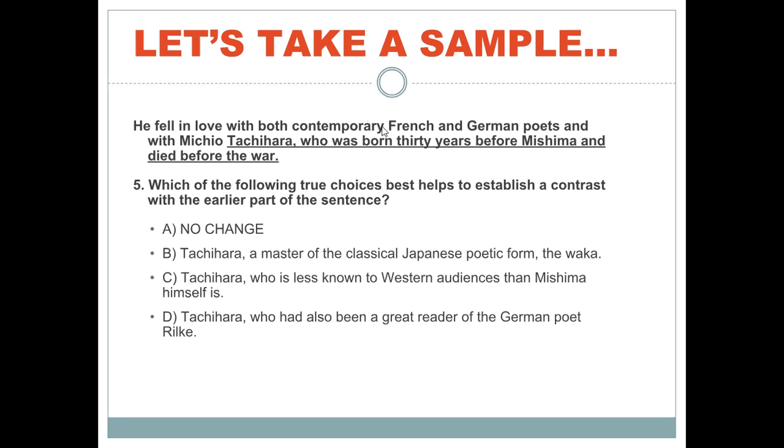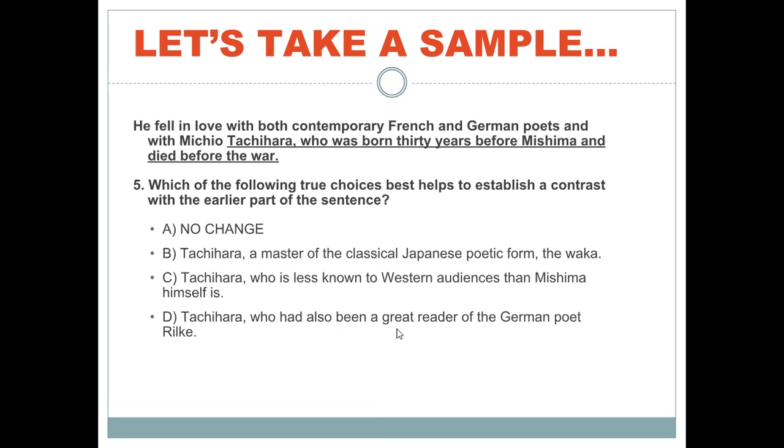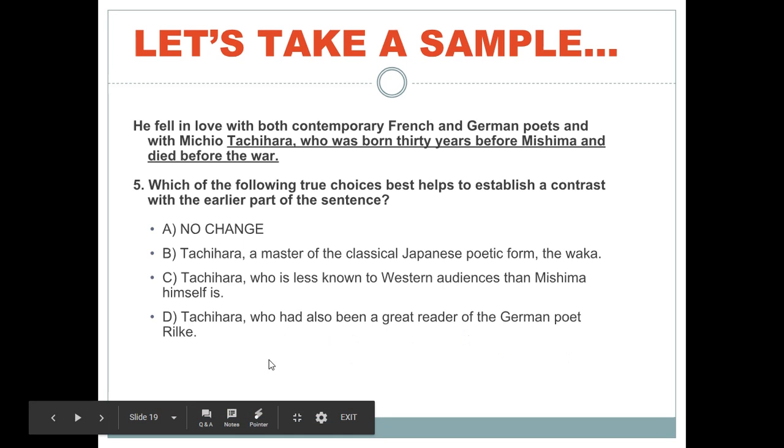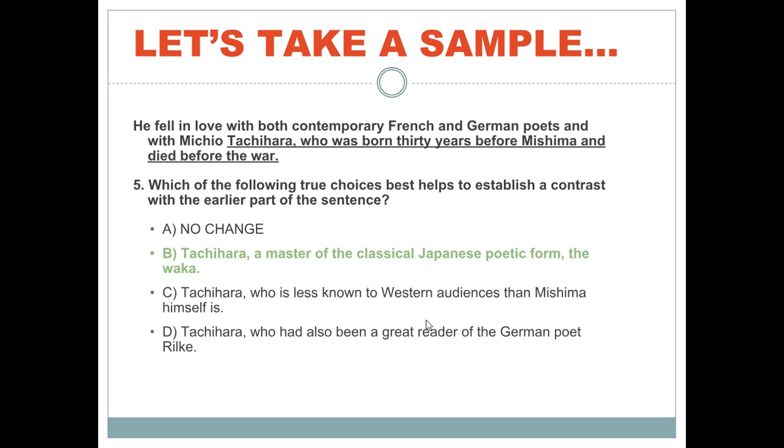Now we have contemporary, that's the direct opposite of classical, French and German. Well, that's clearly not a direct opposite of Japanese, but these are different countries, so those are opposite in some way. That might work. Takihara, who is less well known to Western audiences, the first part doesn't talk about Western audiences. And lastly, who had also been a great reader of the German poet, who knows how to pronounce that, and it's also wrong because this first part of the sentence doesn't refer to that, and this is not a direct opposite. So the best answer here is B.